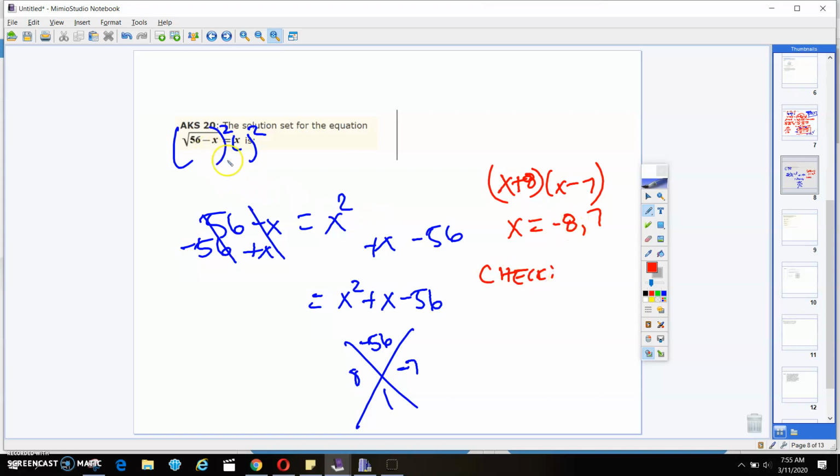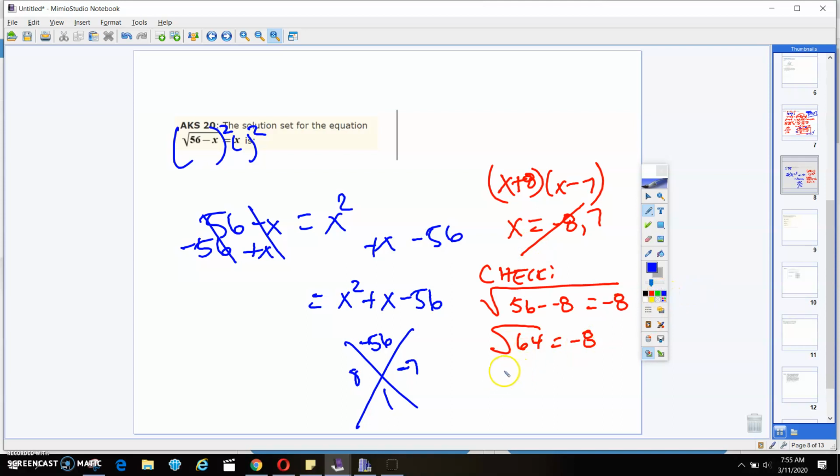So I'm going to take negative 8, plug it in here. That's going to give me 56 minus negative 8. Is that equal to negative 8? So 56 plus 8 gives me 64. Square root of 64 is 8. Is 8 equal to negative 8? No.